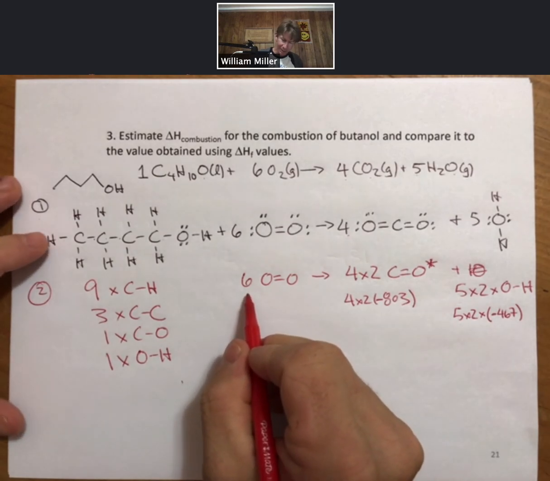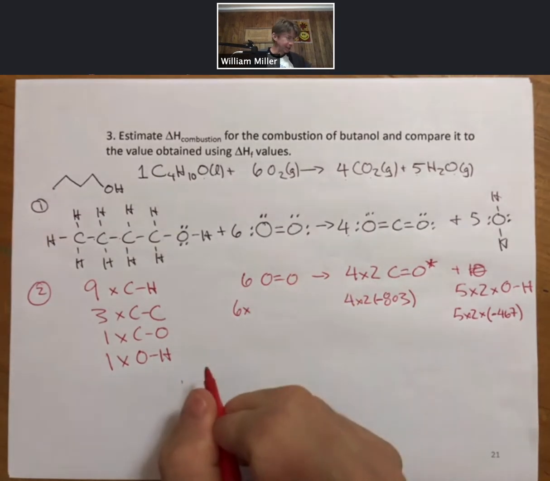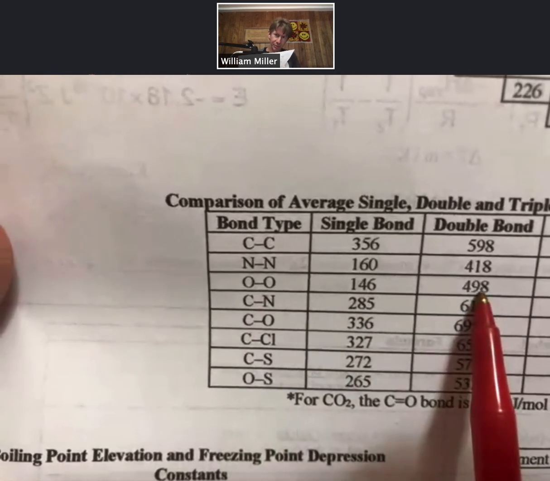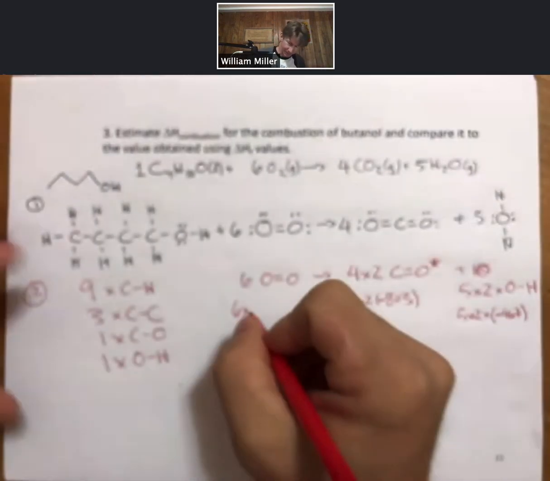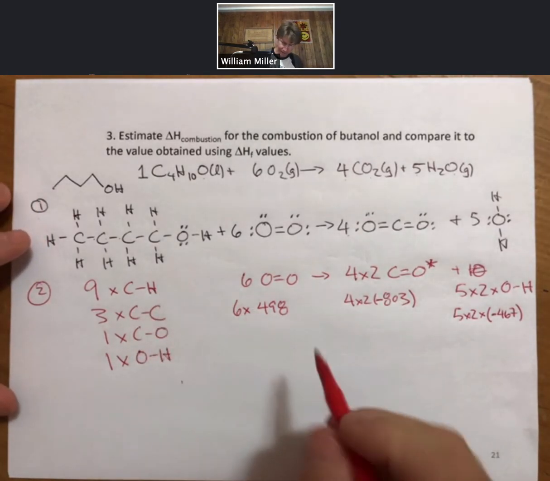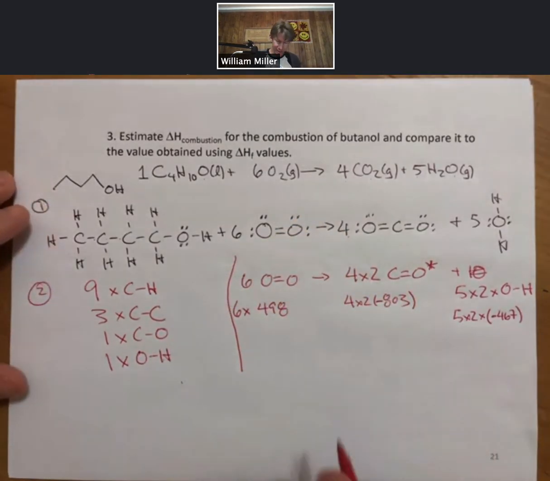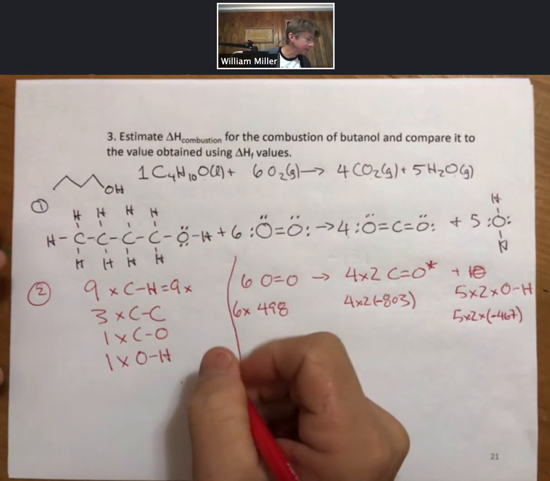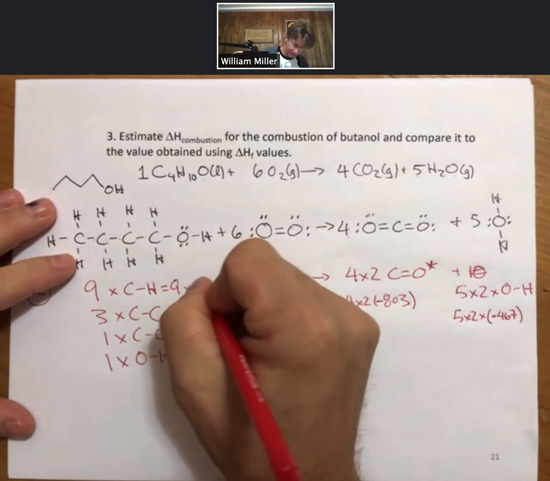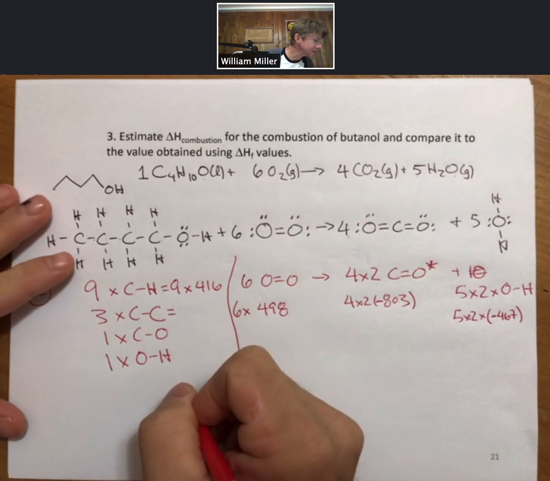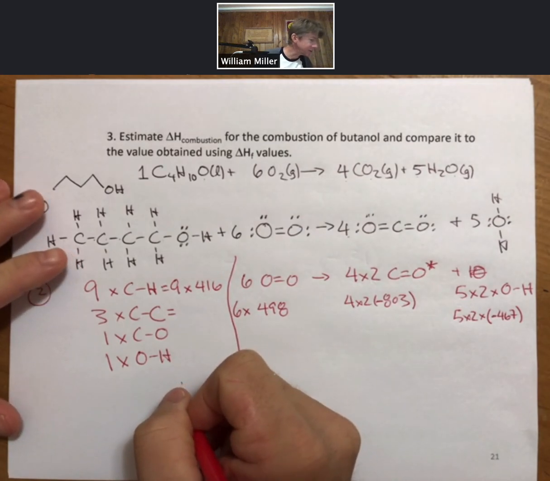Now onto the positive ones. 6 times oxygen, oxygen double bond: 498, and that's positive. Now I've got, let's keep this semi-organized, carbon-hydrogen is 416, carbon-carbon is 356.